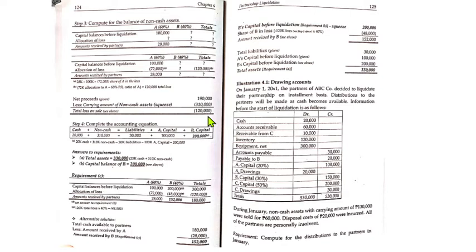You have to reconstruct the information. So if you analyze, the carrying amount ng non-cash assets ay 310. Nabenta lang siya ng 190,000. So therefore, may loss on sale na 120. So what is the answer in item A?